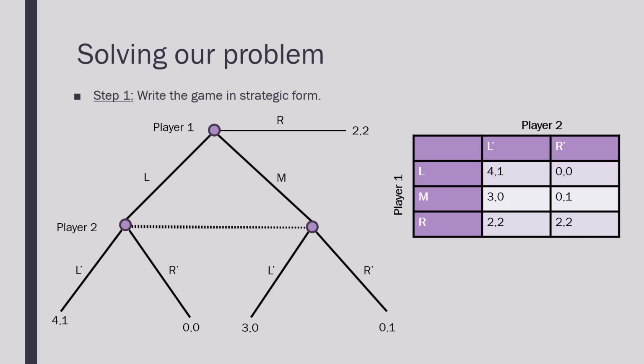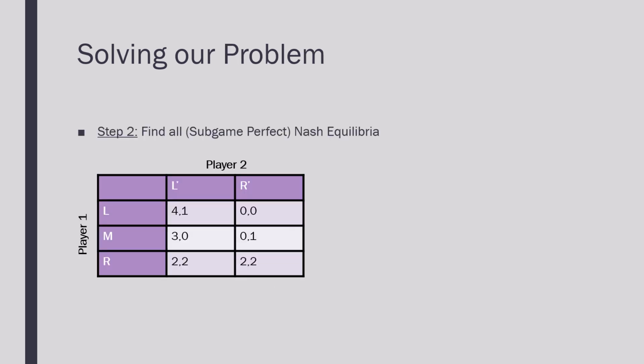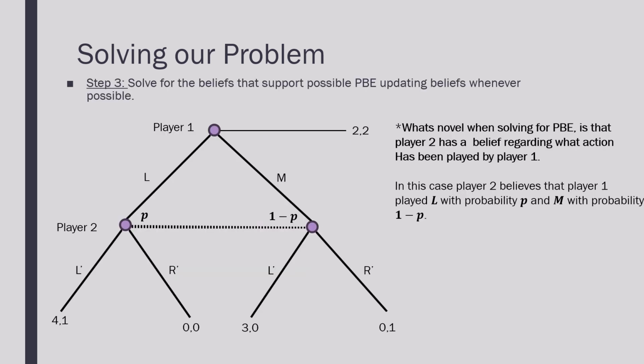So as before, we're going to write this game in an induced strategic form. We're then going to solve for all subgame perfect Nash equilibrium of this game. Since our game does not have any proper subgames, every Nash equilibrium that we're going to find is going to be subgame perfect. Solving this using our Tick and Bob algorithm, we find, as before, our subgame perfect Nash equilibrium is going to be where player 1 is playing left and player 2 is playing left as well, and player 1 is playing right and player 2 is playing right here. Next is that we're going to solve for the beliefs that support our perfect Bayesian equilibrium, updating them wherever possible.